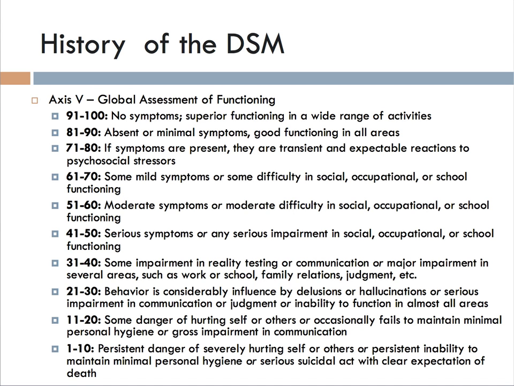So the GAF ranged from 100 to 1, with higher scores indicating higher levels of functioning and lower scores indicating poorer functioning. And what practitioners would do would be to subjectively assess the client's level of functioning at the beginning of treatment, and then use the GAF number to track progress over time.